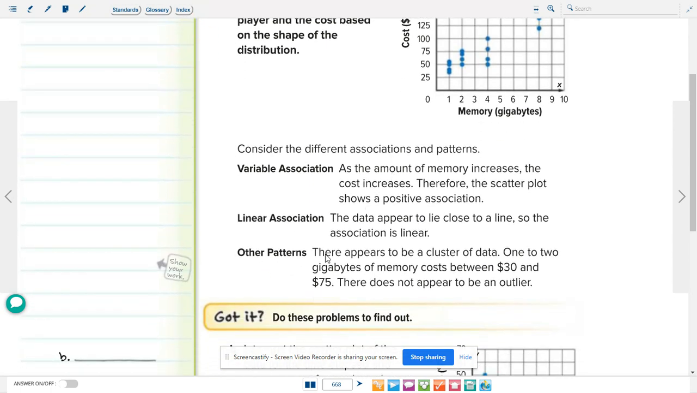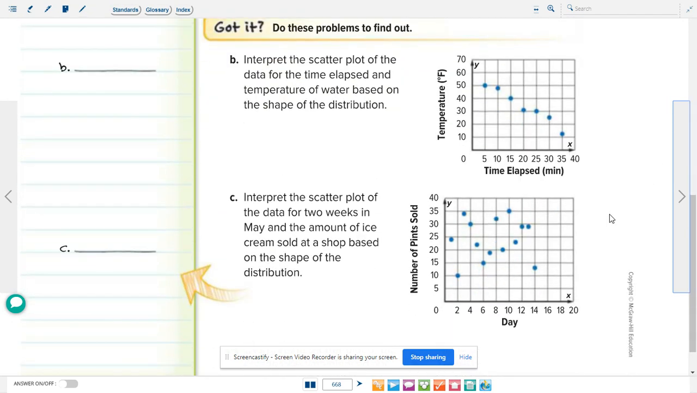Other patterns, there appears to be a cluster of data. 1 to 2 gigabytes of memory costs between $30 and $75. There does not appear to be an outlier. So you can see that this data right here is a big cluster. That's all this is, more close together than most of the other data. Most of the other data is more spread out.